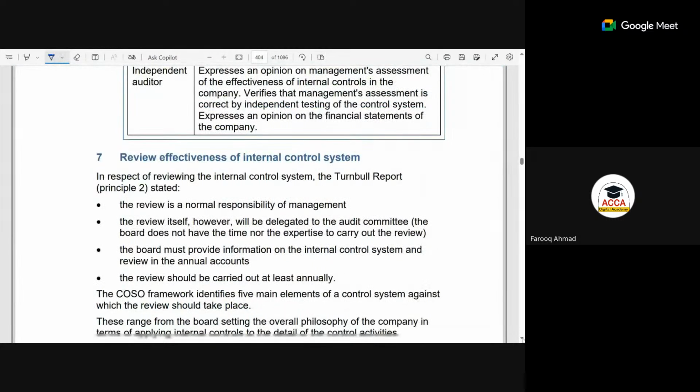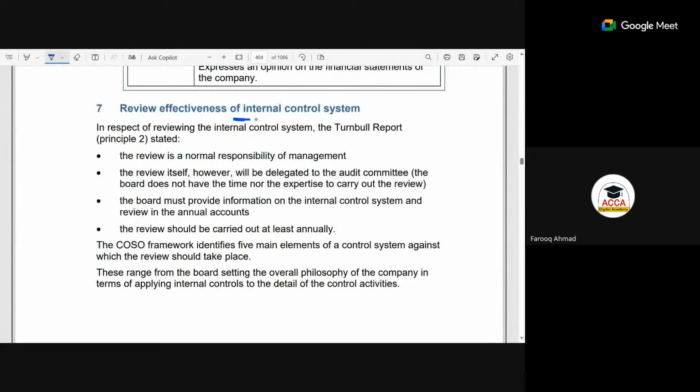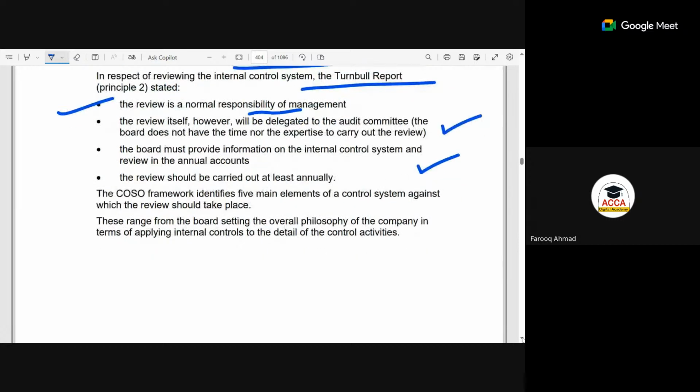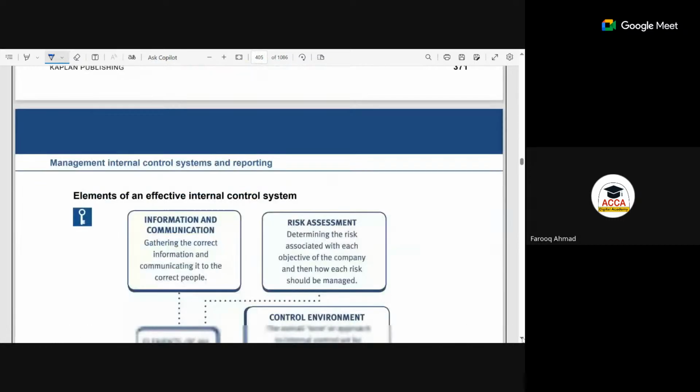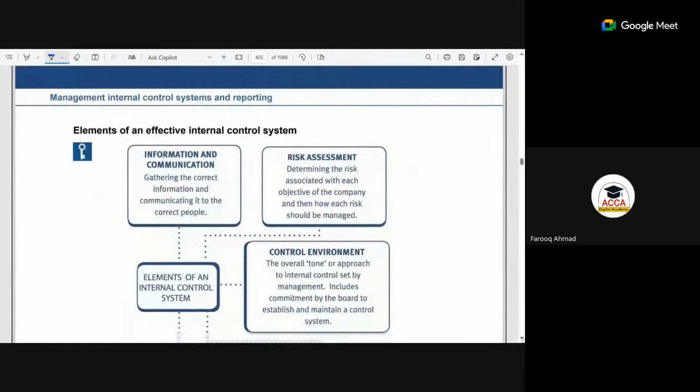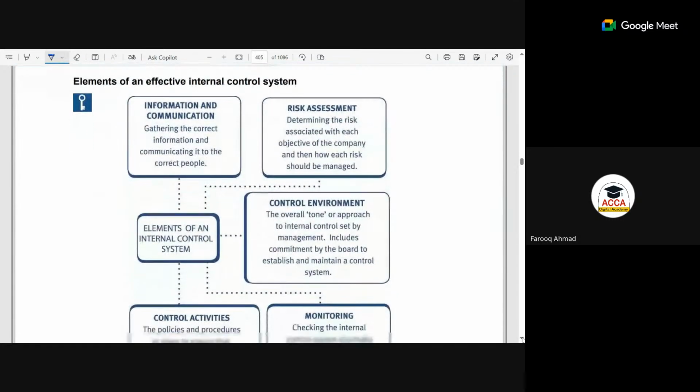Now, review of effectiveness of internal control: how is it effective? They have discussed the Turnbull report. Review is the normal responsibility of management. The review itself, however, will be delegated to staff authorities. Elements of an effective internal control system: introduction, information and communication, risk assessment.